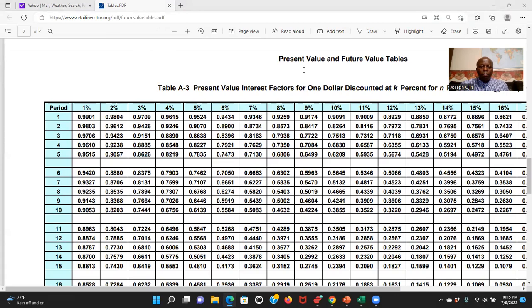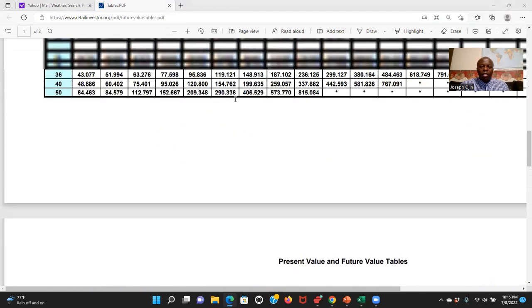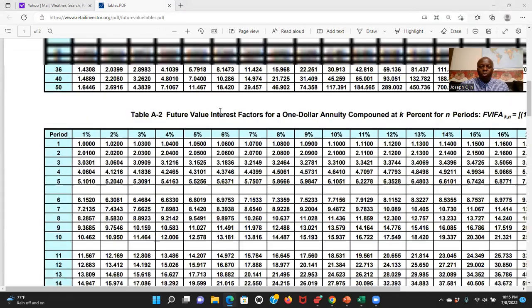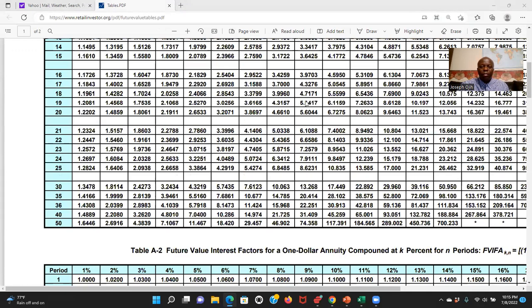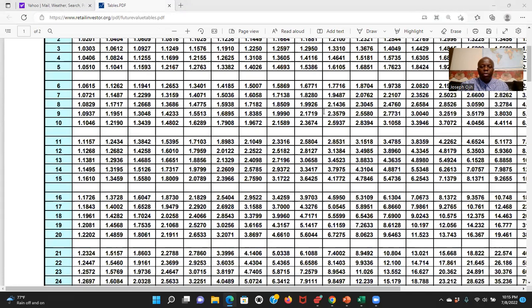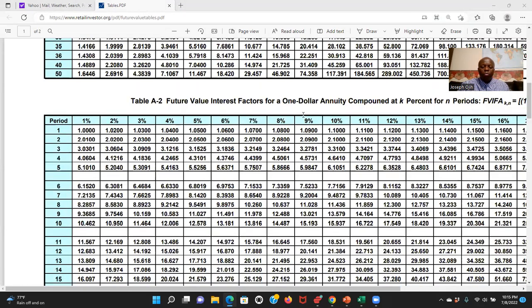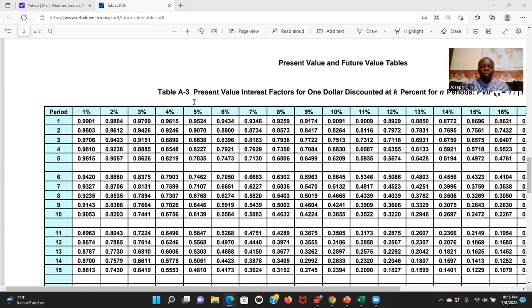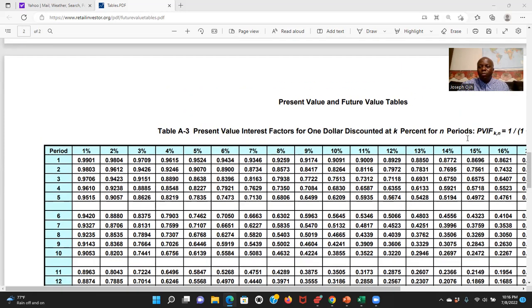Now, we have a similar thing for future value. That's the one we used last time. But for present value, we're using this one here. The present value interest factor for $1 is discounted at K% for n periods.